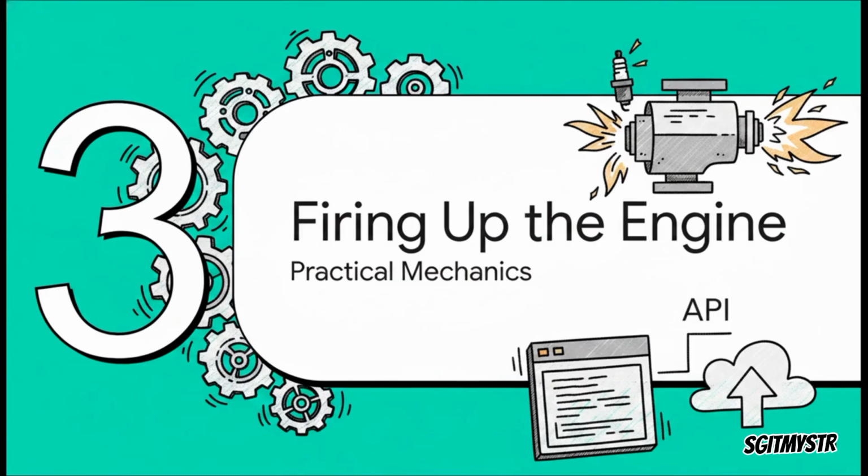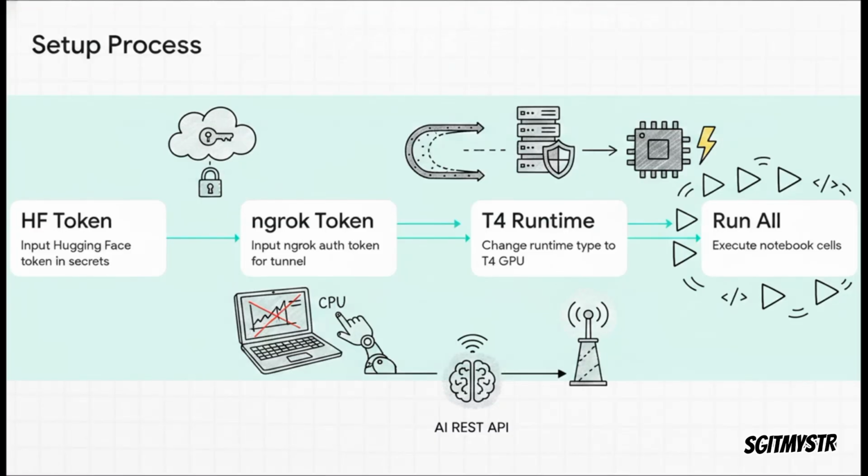Which brings us to Section 3, firing up the engine. The actual mechanics of getting this thing running are remarkably brisk. We're talking just 4 high-level steps here. First, input your Hugging Face token into the notebook secrets. That's going to give you much faster downloads. Second, drop in your Ngrok authentication token to prep that secure tunnel.